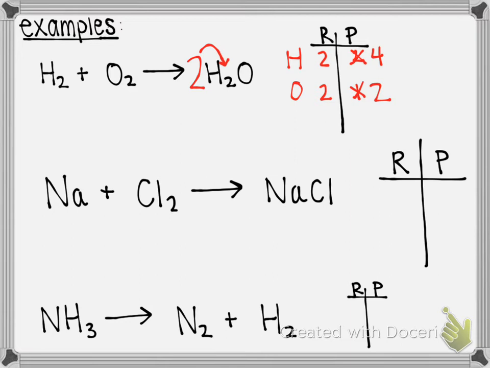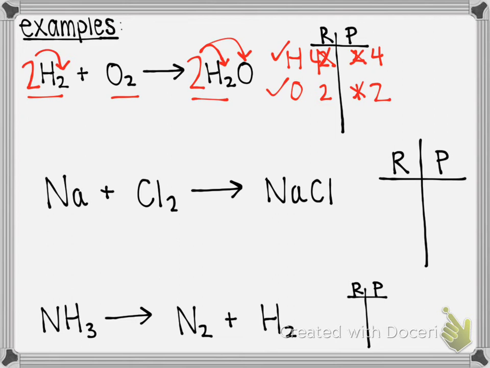We need 4, so if we put a 2 in front, 2 times 2 is 4. So if you look, you have 4 hydrogen on the reactant side, 4 hydrogen on the product side, that one's balanced, 2 oxygen on the reactant side, and 2 oxygen on the product side, so that one is balanced. So that would be your balanced equation: 2H2 plus O2 makes, or yields, 2H2O.